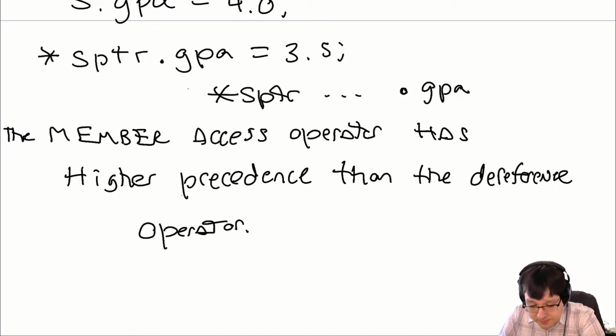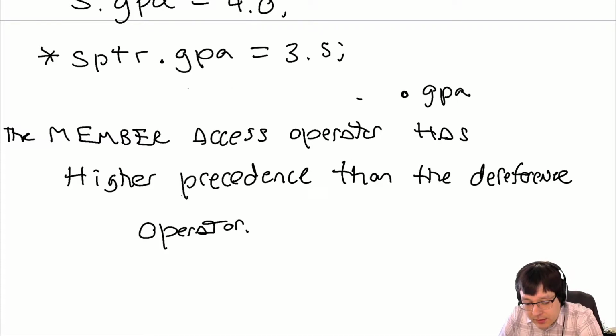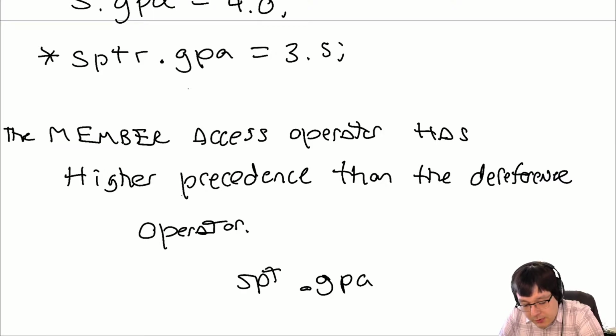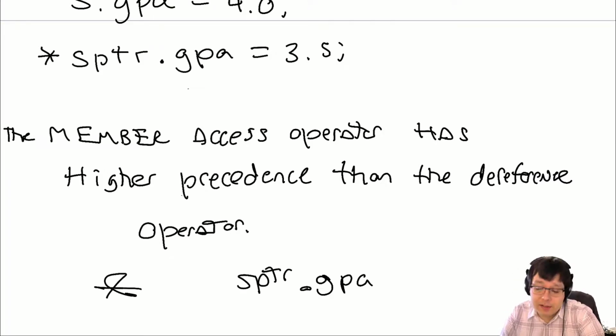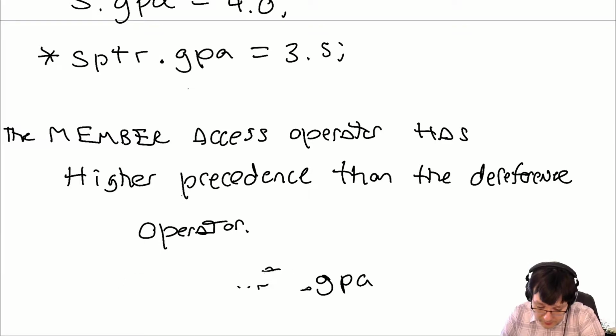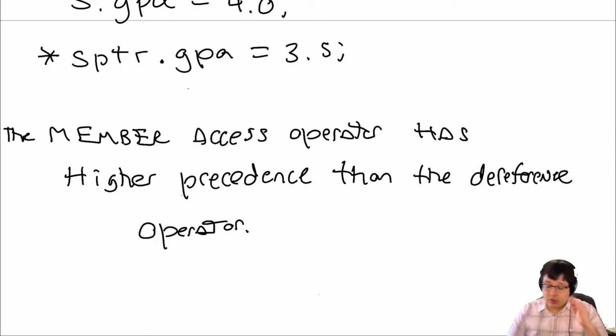What we're getting right now is the .gpa happening with the sptr first, and then we're getting the dereference of that, which makes no sense at all, because sptr.gpa would get us some sort of class variable, which it won't, because sptr is not even an object, and then it will try to dereference that. Okay, so double bad. So what we need to do is force the program to dereference sptr first, and then go to the gpa part of that.